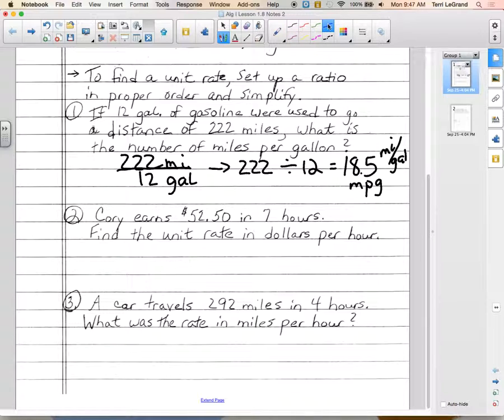What should go upstairs? 52.50. Yes, the 52.50 should be upstairs because we need dollars per hour, and we'll put 7 hours downstairs. We will show what we're going to actually divide out in our calculator, and see if it divides out nicely or if we have to round to the nearest.